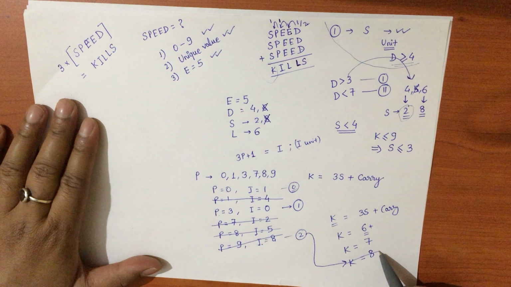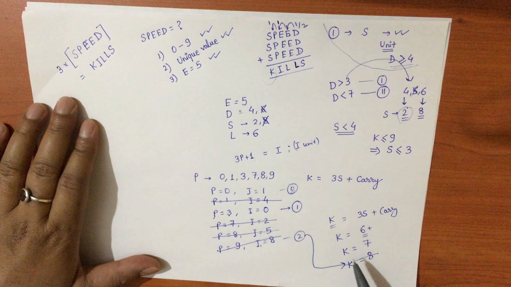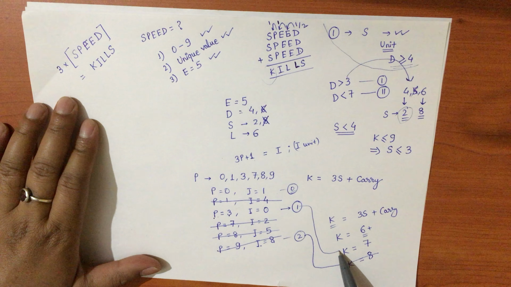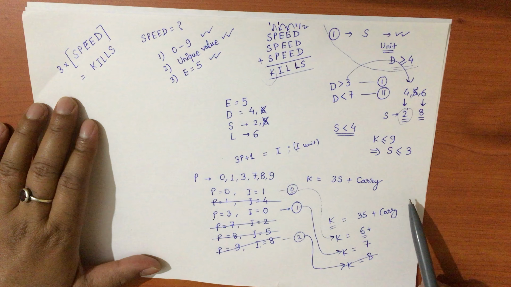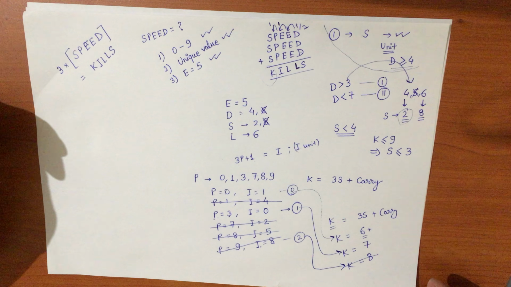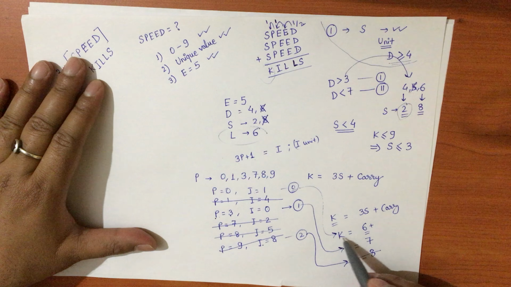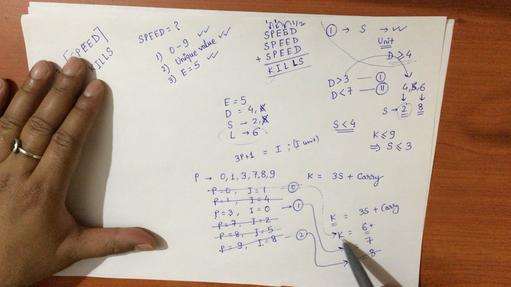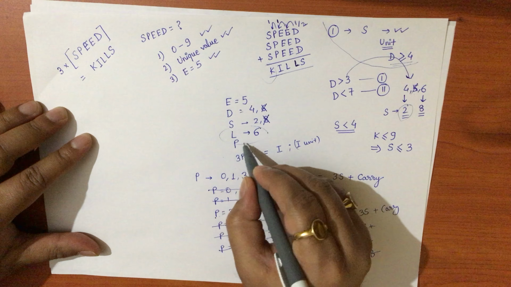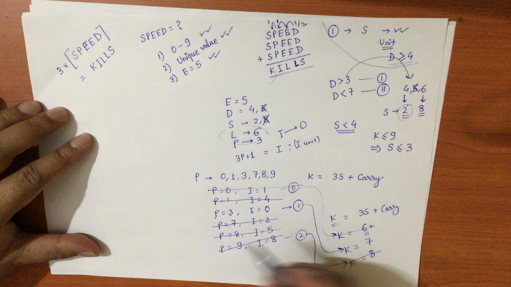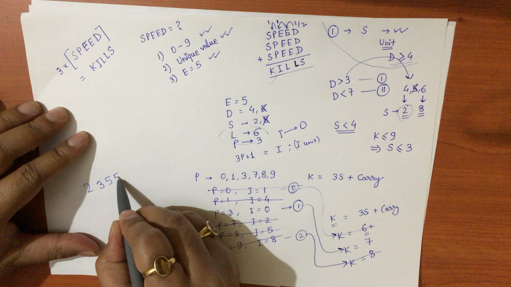If P is 3, I is 0, K is 7. And if P is 0, I is 1, that gives us K equal to 6. Since L is already equal to 6, K cannot be 6. So this value of K is nullified. So we have P is equal to 3 and I is equal to 0. So the value of SPEED will be 2, 3, 5, 5, 4.